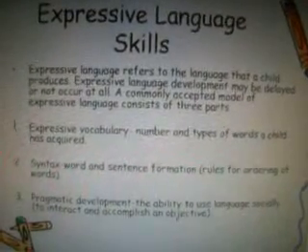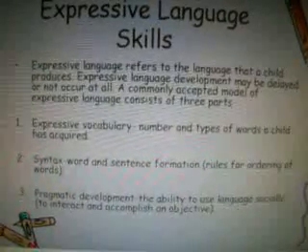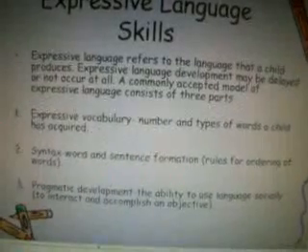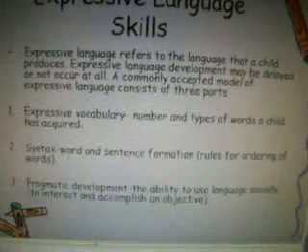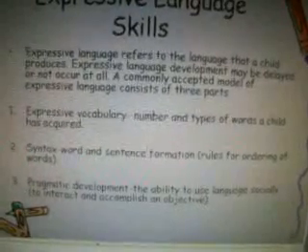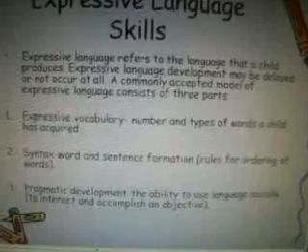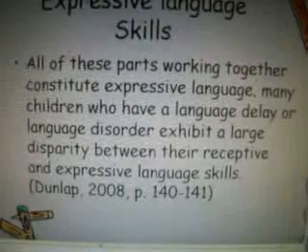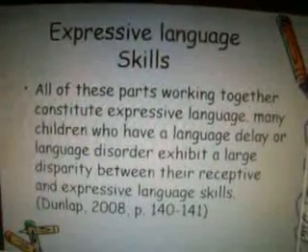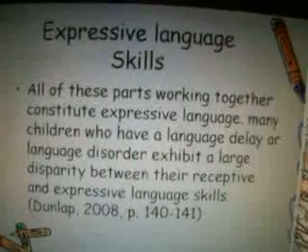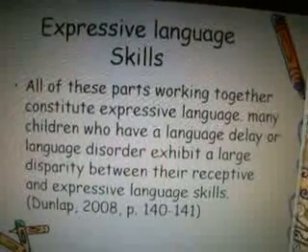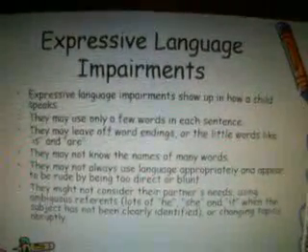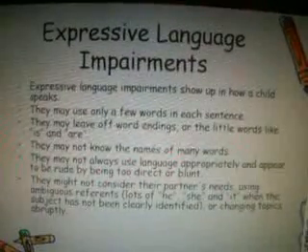Commonly accepted model of expressive language consists of 3 parts. 1. Expressive vocabulary, which is the number and types of words a child has acquired. 2. Syntax, word and sentence formation, rules for ordering of words. And 3. Pragmatic development, the ability to use language socially to interact and accomplish an objective. All of these parts working together constitute expressive language. Many children who have a language delay or a language disorder exhibit a large disparity between their receptive and expressive language skills. Expressive language impairments show up in how a child speaks.